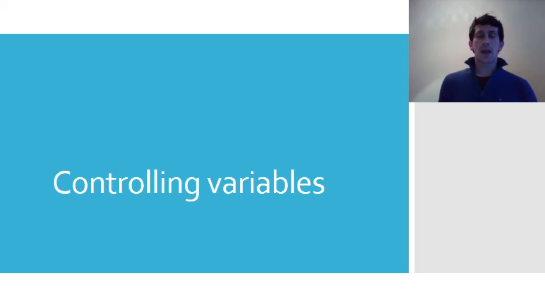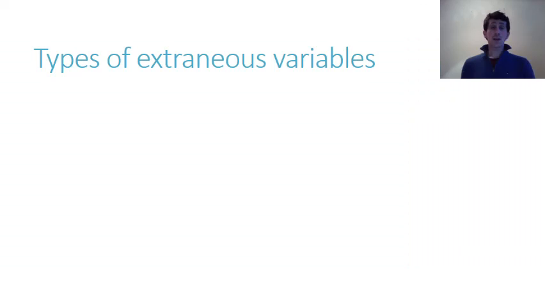In this video, we're going to be looking at how to control the variables within an experiment. If you remember, the main types of variables we need to control are extraneous variables, so ones that might have an effect, and confounding variables. So confounding variables are those variables that we know will impact the dependent variable.